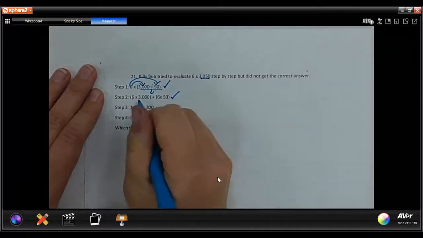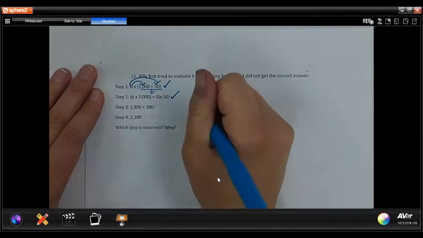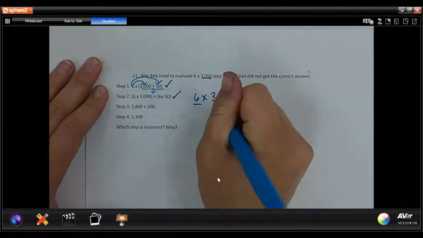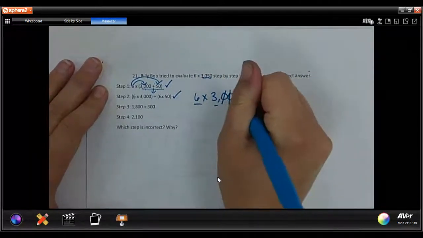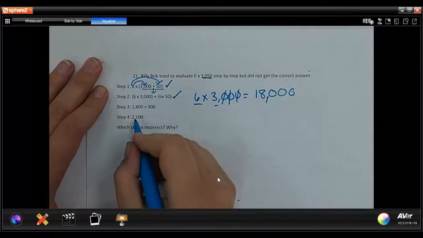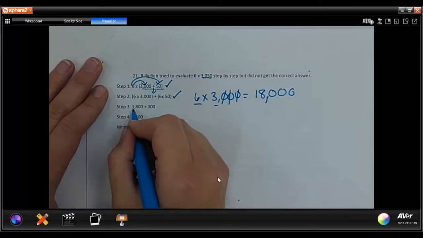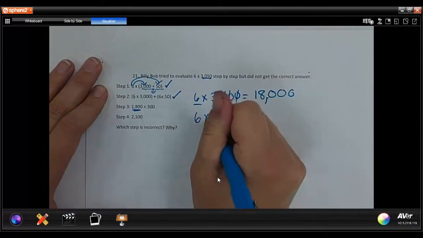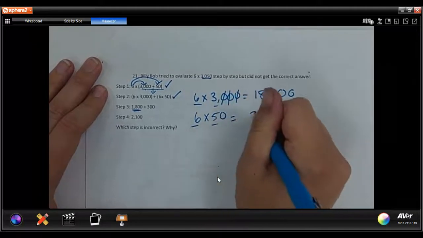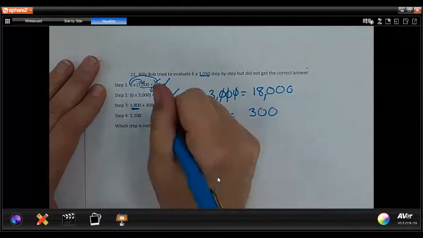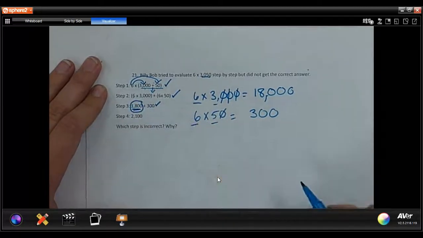Next, he did 6 times 3,000. So I'm going to solve that over here. 6 times 3,000 equals 6 times 3 is 18. I need 1, 2, 3 zeros. I get 18,000 and he got 1,800. I think that's an error. The next one he did 6 times 50. 6 times 5 equals 30. I need to add 1 zero to my answer, 300. That one's correct, but this one is the incorrect one.